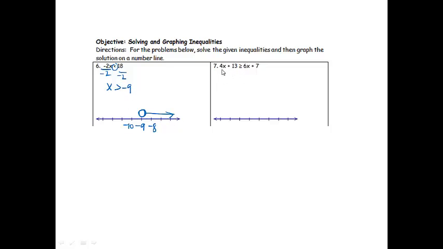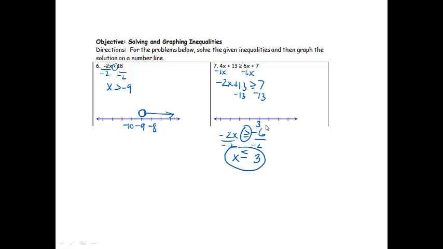All right, number 7, 4x plus 13 is greater than or equal to 6x plus 7. I need my x's together, so to get rid of 6x, we'll do minus 6x to both sides. So I'll get negative 2x plus 13 is greater than or equal to 7. And then to get rid of the plus 13, we'll do minus 13. So I'll get negative 2x is greater than or equal to negative 6, and then I need to divide both sides by negative 2. So I'll get x, negative 6 divided by negative 2 is 3. I did divide by a negative, so I need to change the way that this is going, so it will be x is less than or equal to 3.